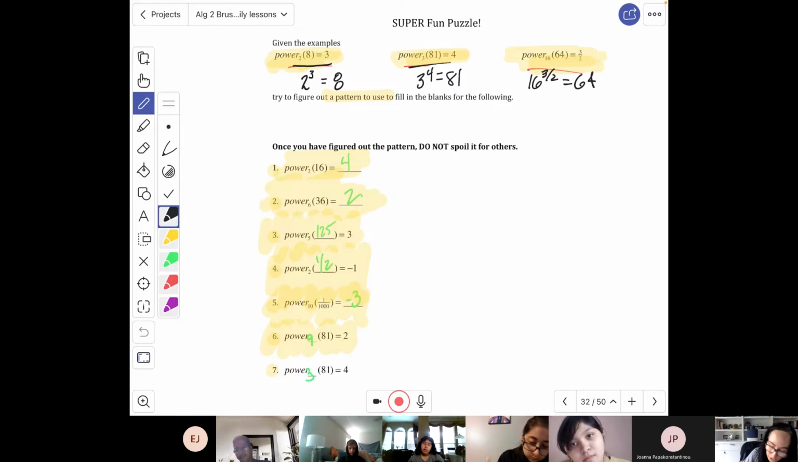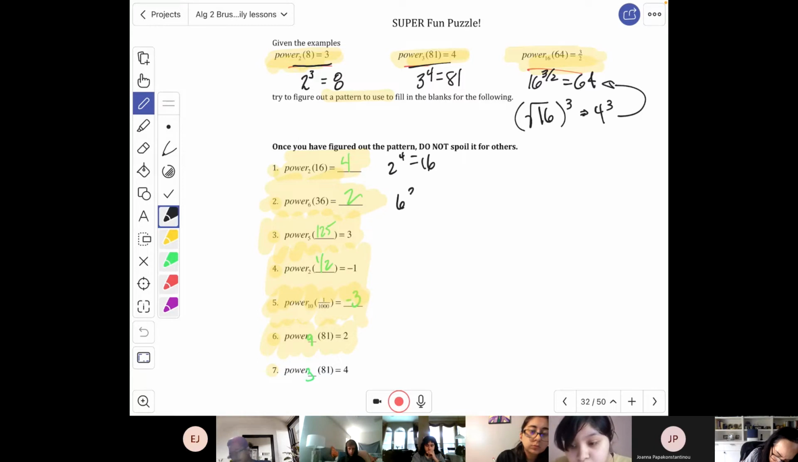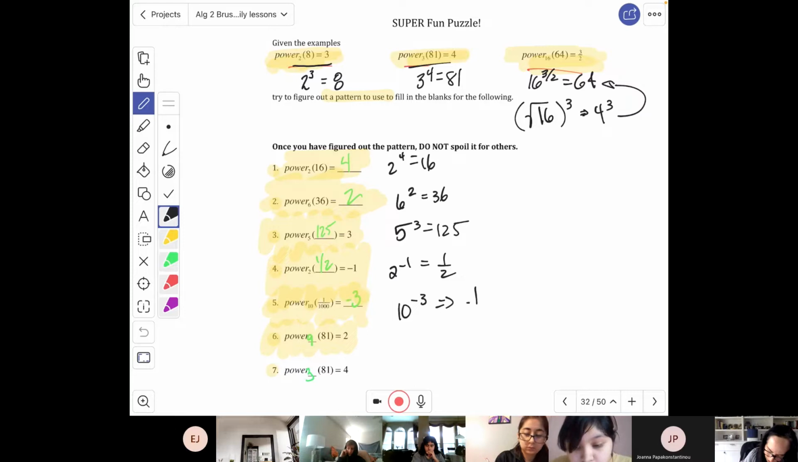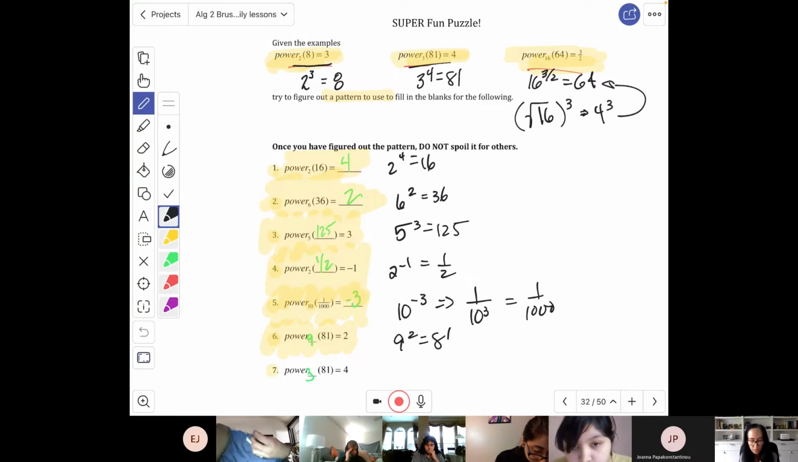Now, if I wanted to rewrite that rational exponent, I could say the square root of 16 cubed, right? Which is 4 cubed, which is 64. So that means 2 to the 4th equals 16. 6 squared is 36. 5 cubed is 125. 2 to the -1 is 1/2. 10 to the -3 can be represented as 1 over 10 cubed, which is 1 over 1,000. 9 squared is 81. And then, as we said before, 3 to the 4th equals 81. So this is the relationship.